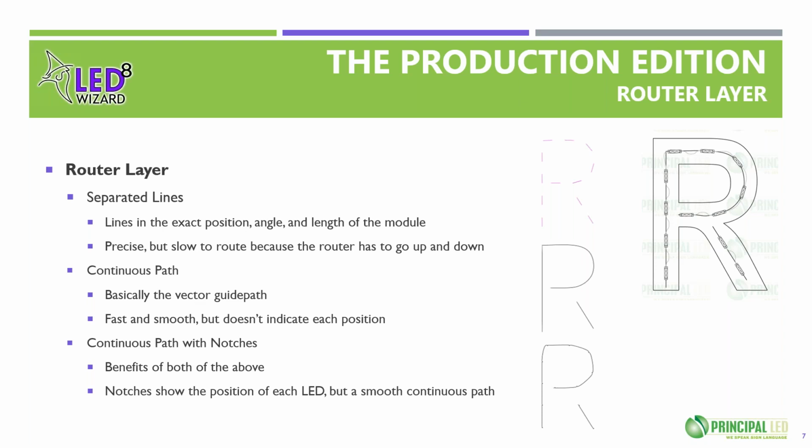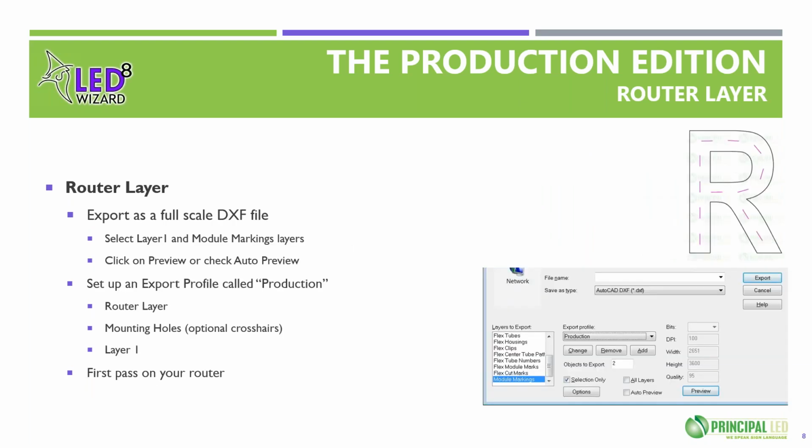But the bottom option is perhaps the best, I think. It's a continuous path with notches. It might be hard to see in that graphic, but there's little notches there, and you can define the height of those notches, the length of those notches. I'll show you that. So this has benefits of both, where it's a continuous path where the router doesn't have to lift up, but it indicates the position of each LED with one of these little notches. So that really is perhaps the best option that combines the two. That's how the router layer is generated.